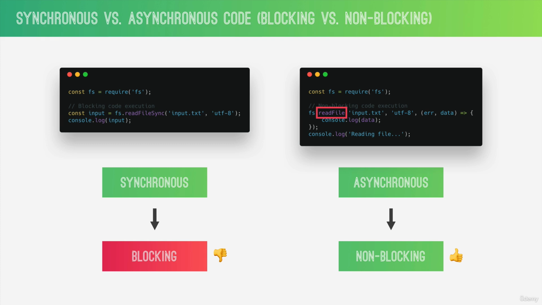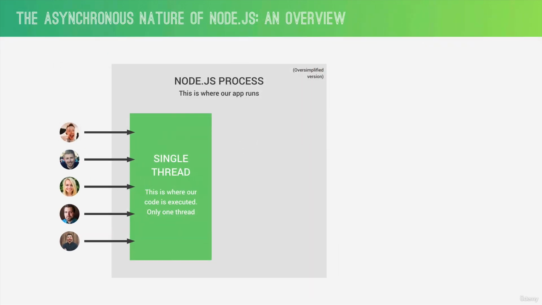Now, the question here is, why does it actually have to be this way? What's the problem with blocking code execution in Node.js? Or in other words, why do we actually use callbacks so many times in Node.js? Well, let's find out. And in order to understand these questions, the first thing that we need to understand is the fact that a Node.js process, which is where our application is running, there is only one single thread. And a thread is just like a set of instructions that is run in the computer's CPU. So basically, the thread is where our code is actually executed in a machine's processor.